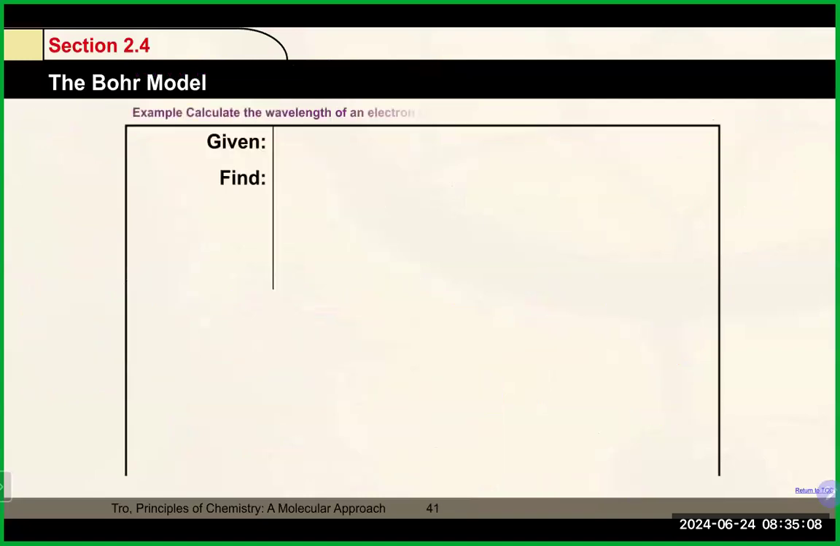So why don't we try one here? Calculate the wavelength of an electron traveling at 2.65 times 10 to the 6 meters per second. There's the mass of an electron you could use. See what you come up with.